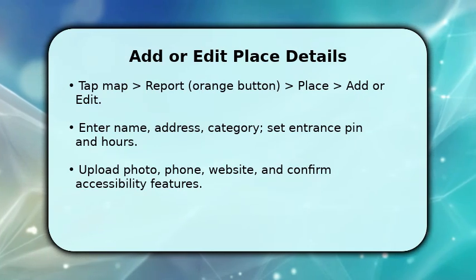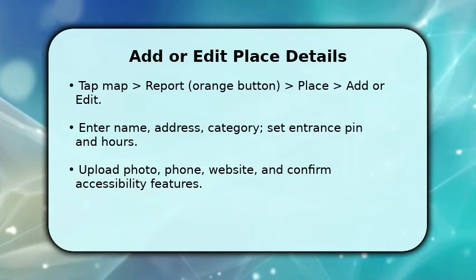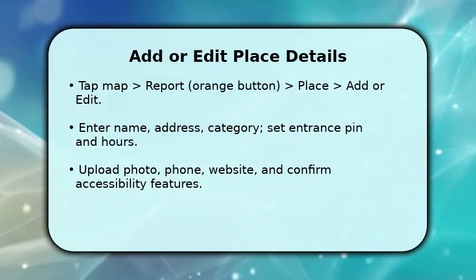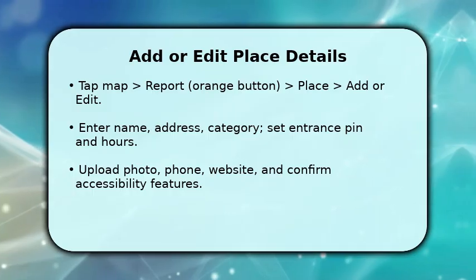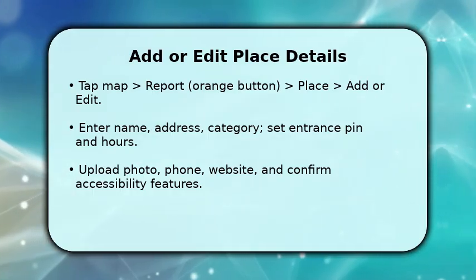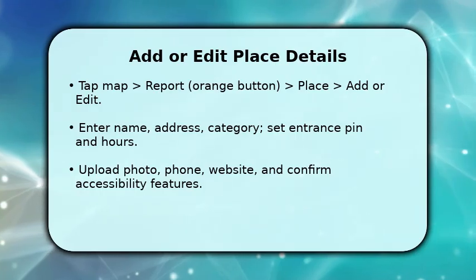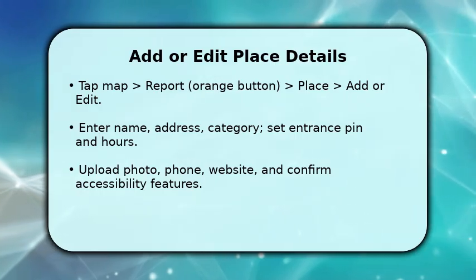You'll now use the report menu. Tap the orange button, choose place, and pick add or edit depending on what exists. When adding, type the official name and full street address, then choose the correct category so it appears in searches. This matters for routing and filters.